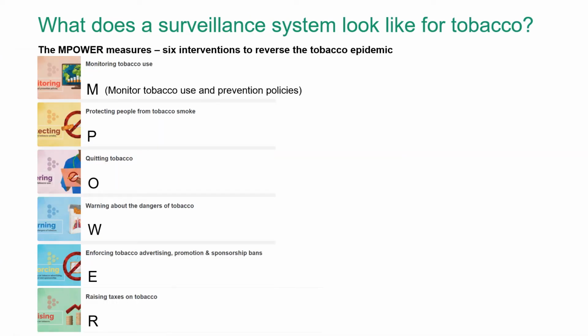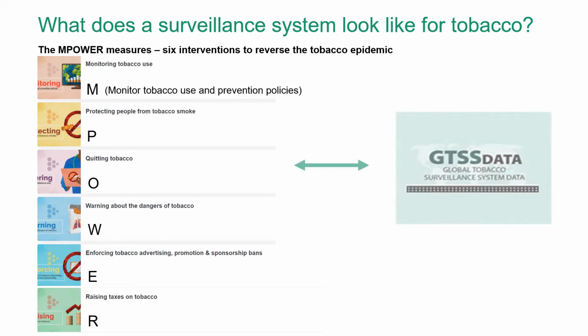Let's pause for a second and consider a surveillance example outside physical activity, in this case tobacco. The WHO Framework Convention on Tobacco Control is an international treaty which sets out key agreed actions on this issue. The actions which deal with demand reduction measures are described using the acronym MPOWER, which is shown in the image. Importantly, the first letter M stands for monitor, meaning monitor tobacco use and prevention policies. To give effect to this agreed action, the WHO, member states, and key international organisations have developed the GTSS, otherwise known as the Global Tobacco Surveillance System.